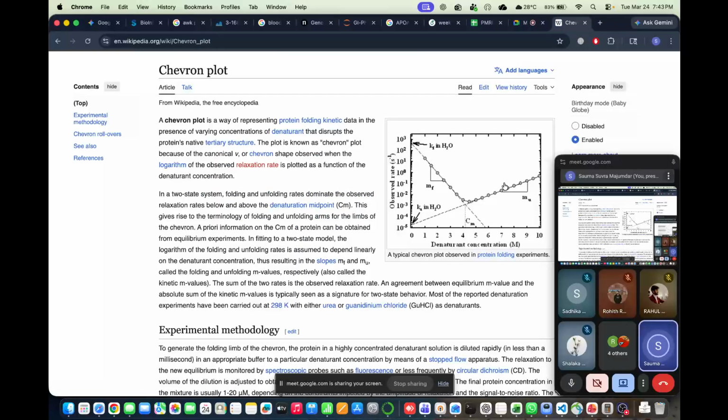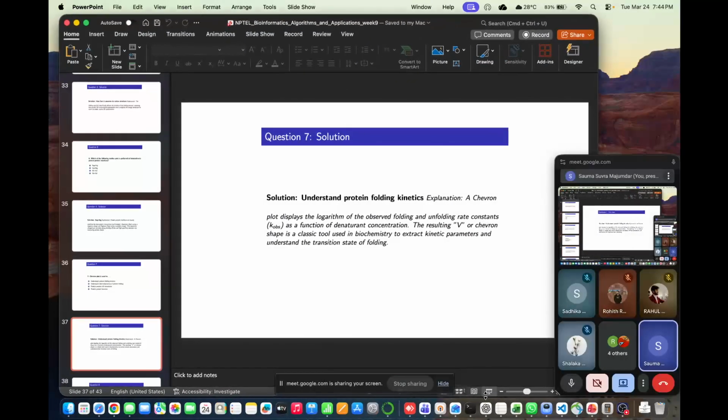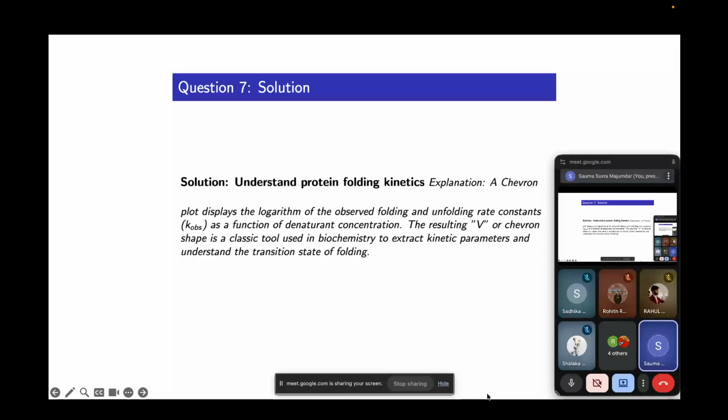Okay. Yeah, I was just showing the chevron plot here. So this characteristic V curve that we get, and here is the denaturant concentration, and this is the rate. At a certain concentration it reaches the minima. So that is the denaturation midpoint that we are interested in. So quantification of the protein folding rate is also done in terms of the denaturation midpoint, which is the CM. Okay, so this is what a chevron plot looks like. Okay, moving on.